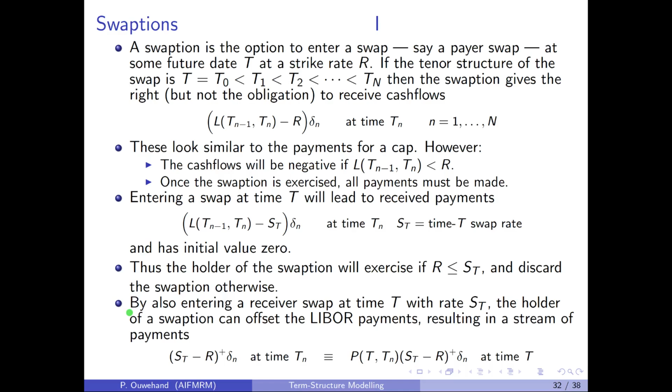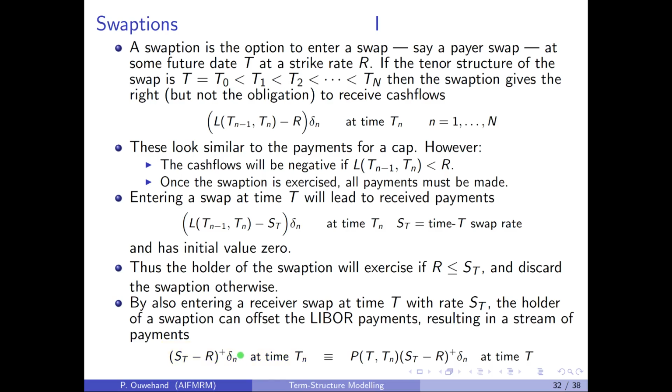Now, should the holder of the swaption exercise the swaption, i.e. should R be less than or equal to ST, the holder can also simultaneously enter a receiver swap at the swap rate ST. In that case, the holder will receive L and pay R, and will pay L and receive ST. Note that then the LIBOR payments cancel out. Thus the net payment will be ST minus R, and this will be received at time Tn and only when ST is strictly greater than R.